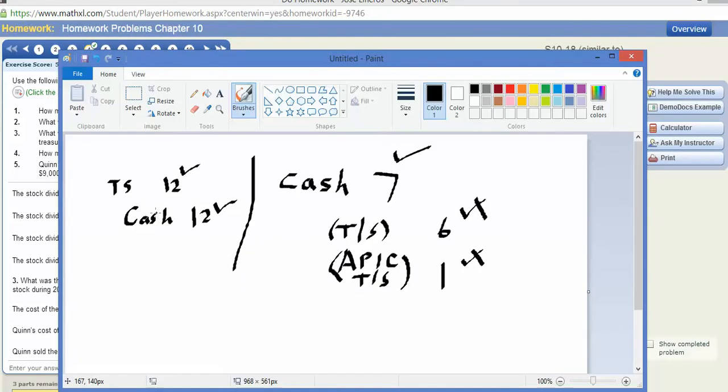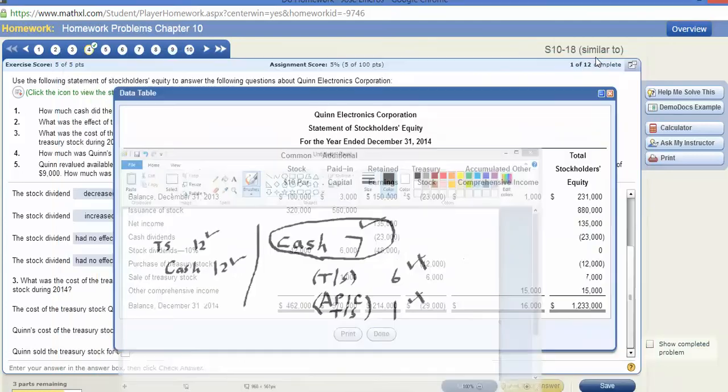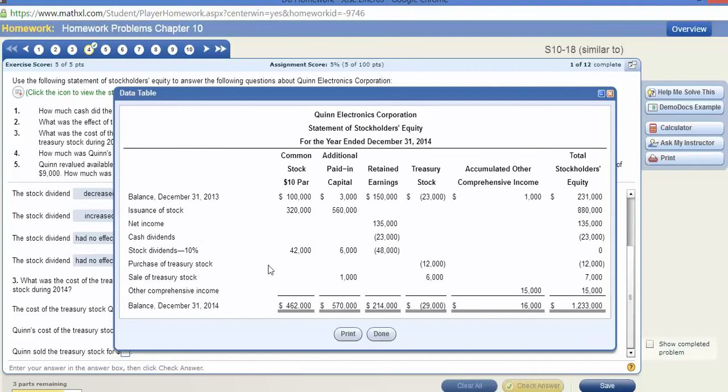Now, you're not costing yourself cash. What you're doing is you bought the treasury stock and now you're selling a portion of it. What you actually got for it, the cash you got in hand, is 7,000. What makes this a little confusing is there's no cash account here, but if the additional paid-in capital was 1,000 and the treasury stock account was 6,000, you got $7,000.